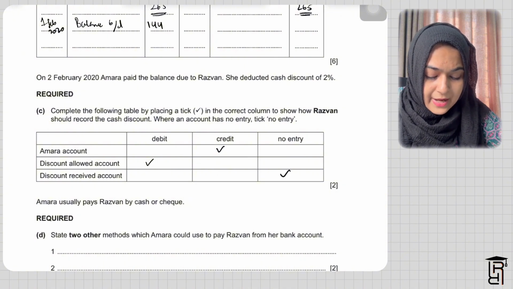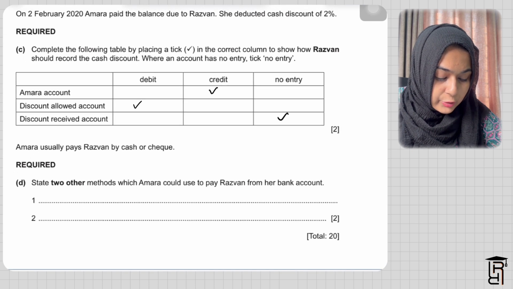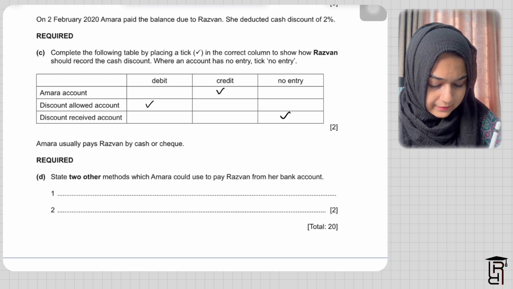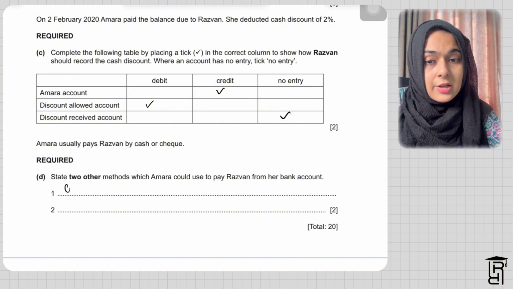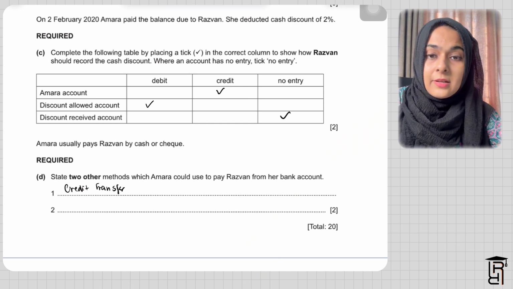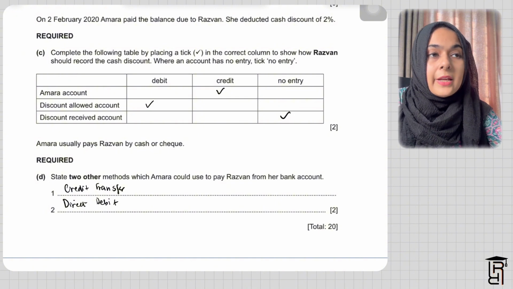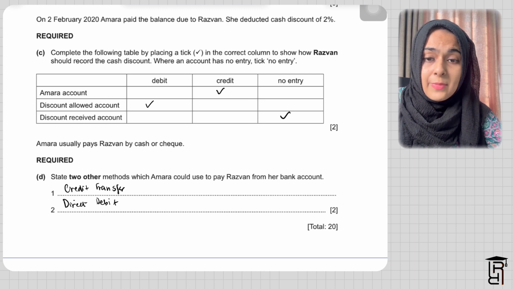Then they're saying Amara usually pays Razvan by cash or check. State two other methods which Amara could use to pay Razvan from her bank account. So she can use a credit transfer to pay Razvan. A credit transfer is a transfer from one account to another account. And she can also use a direct debit to pay Razvan, because direct debit means that we instruct our bank. So Amara can instruct her bank that the bank can pay Razvan on behalf of Amara. That's also a way in which you can make payment to your suppliers.